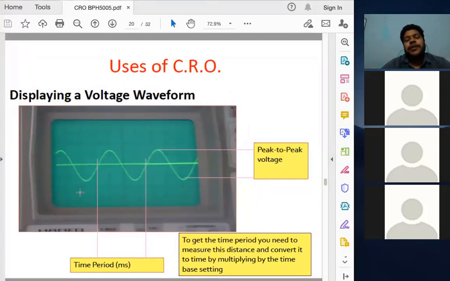stable. Generally, when we give a signal, it is not in this form. So we have to tune it using the controls we have. So we control it, we make it like that, and then we measure these distances. That is how we use trace in experiments.